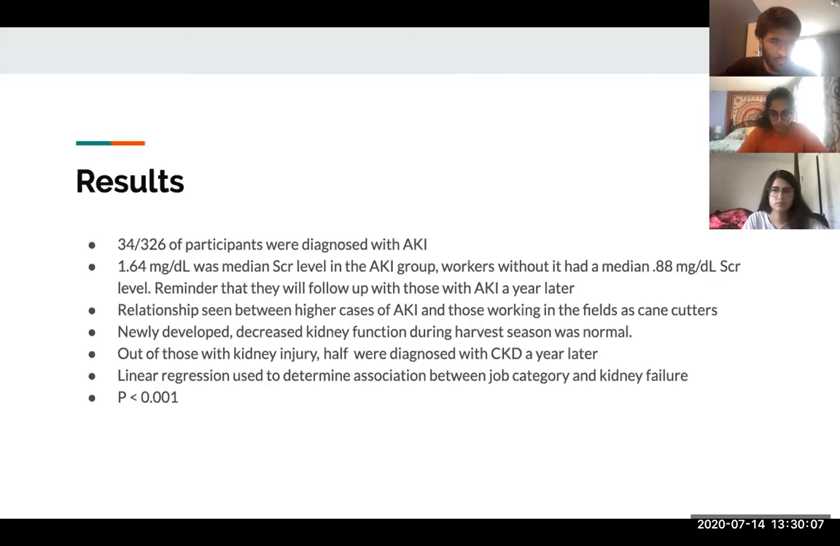And then out of those 34 people, half of them were diagnosed with chronic kidney disease just a year later, which is really crazy because that kind of disease affects you in the long run too.